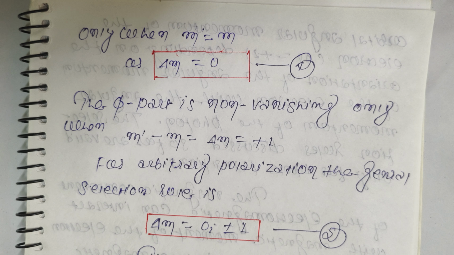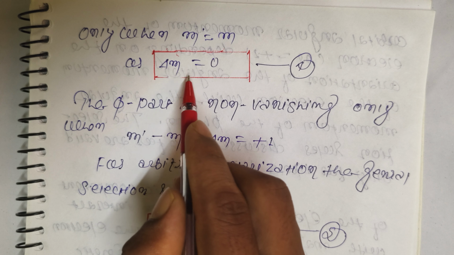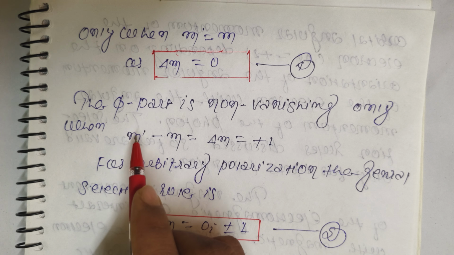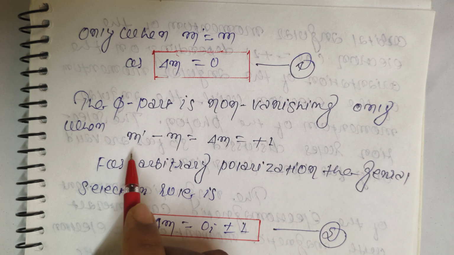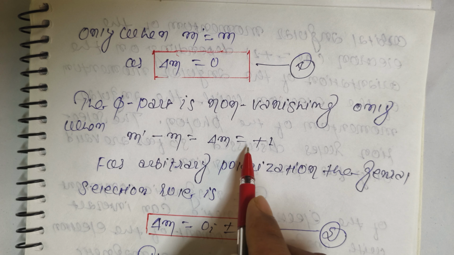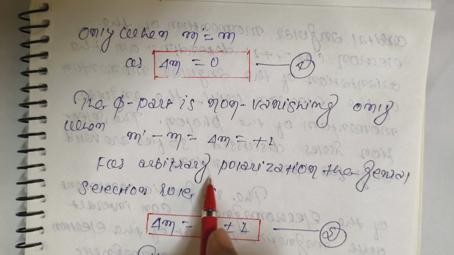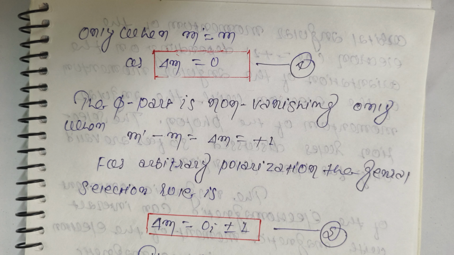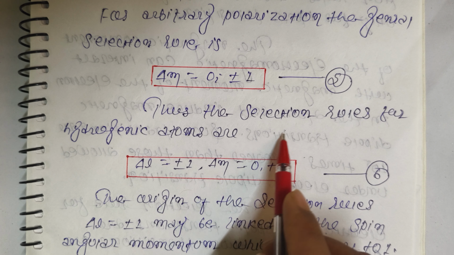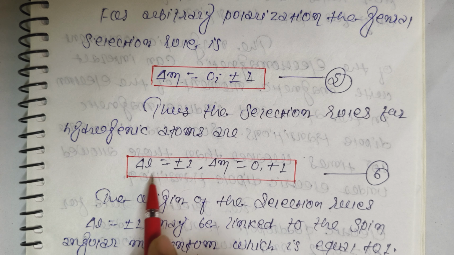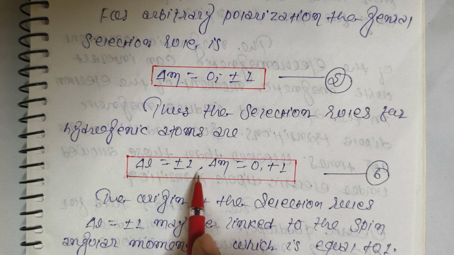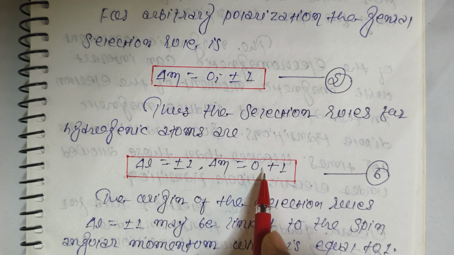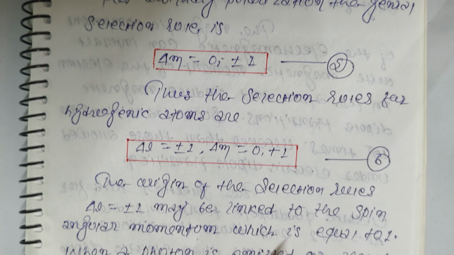Now friends, only when m' is equal to m, Δm is equal to 0. This is equation 4. The phi part is non-vanishing only when m' minus m, that is Δm, is equal to plus or minus 1. For arbitrary polarization, the general selection rule is Δm is equal to 0, plus or minus 1. This is equation 5, friends. Now thus the selection rules for hydrogenic atoms are Δl is equal to plus or minus 1, Δm is equal to 0, plus or minus 1. This is equation 6, friends.